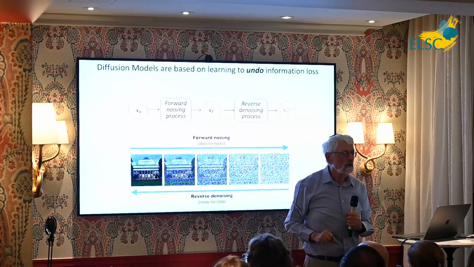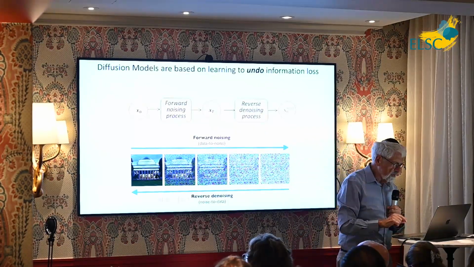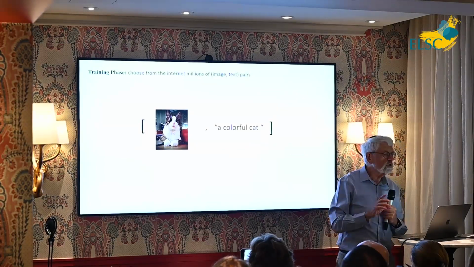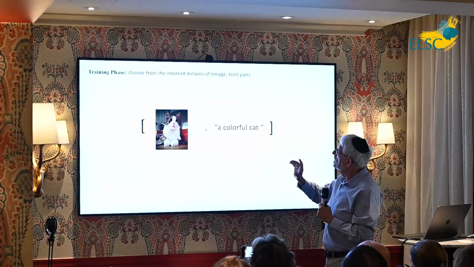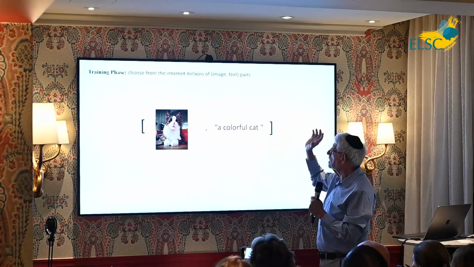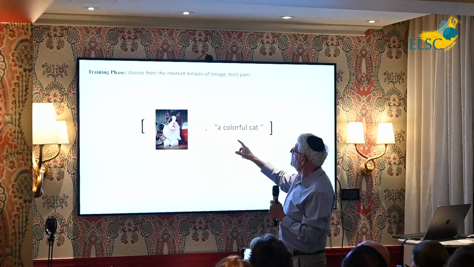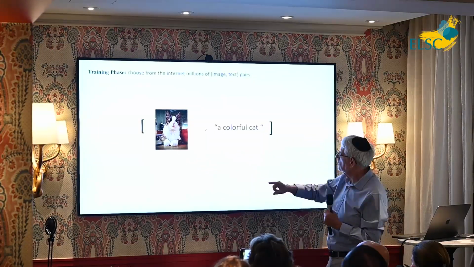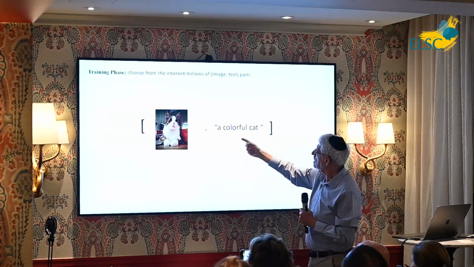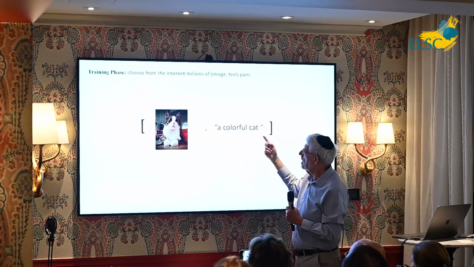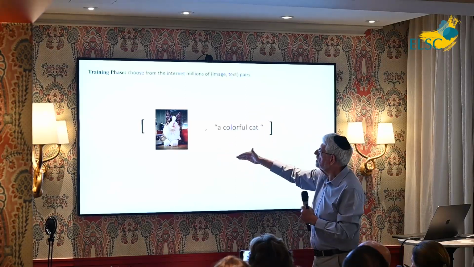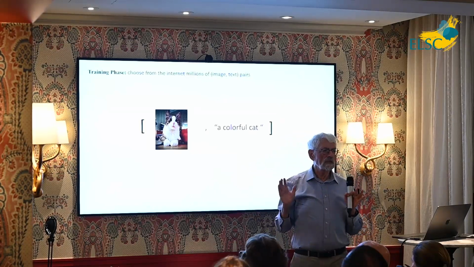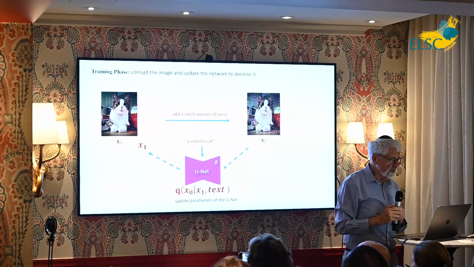Did you tag it with text in the training? Here is an example. Okay, that's a good question. So what do you do during training? During training, you take from the internet, from YouTube, from wherever, many pairs of images and, let's say, some text, a small colorful text. And you have many pairs of text and images like that.